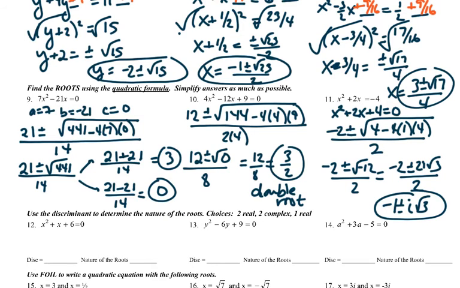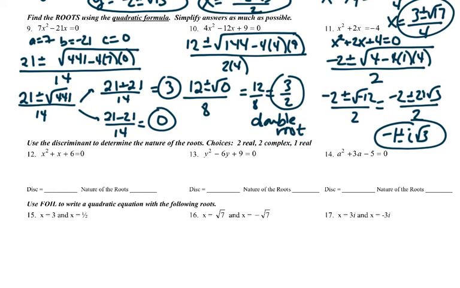Yeah, that's it. The discriminant is under the square root, right? So b squared minus 4ac, and you write the answer before you take the square root. So b squared is 1 minus 4ac. That turns out to be negative 23. A negative means 2 imaginary roots.